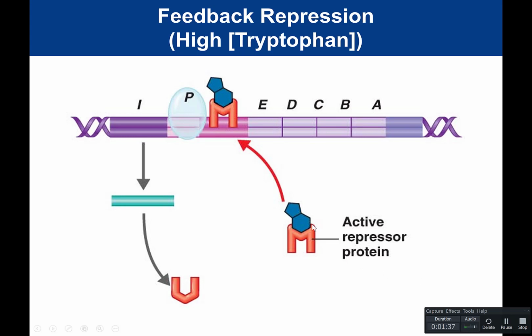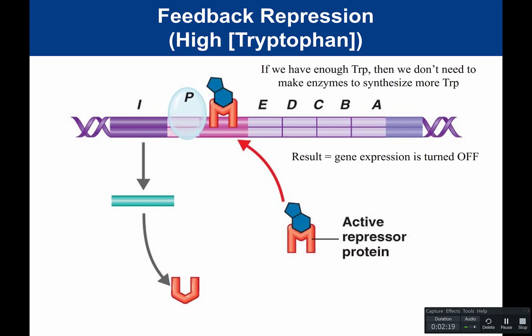well, the tryptophan itself is going to bind to the repressor protein. So notice again, it's normally inactive, but when tryptophan binds to the repressor, it causes the repressor to change shape. And now it binds to the operator. And when it binds to the operator, it turns off transcription. And now gene expression is turned off. So in this case, when tryptophan levels are high, this is when we get our feedback repression. Because if we have enough tryptophan in the cell, we don't need to make enzymes to make more tryptophan.